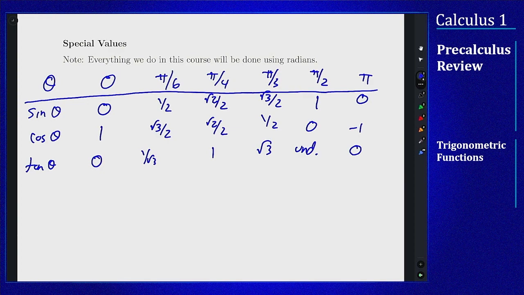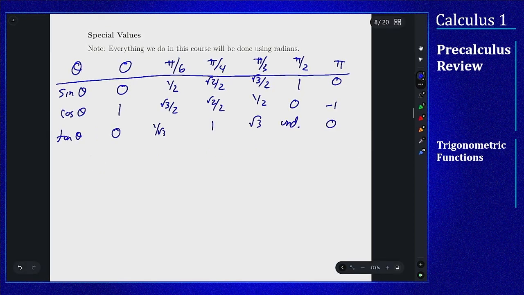connect to other quadrants? So say I want to know what the cosine of 4 pi over 3 is. Well, that's not on my list. That's bigger than pi and less than 2 pi. Let's figure out how that shows up here. Well, let's draw our circle and work backwards from there.